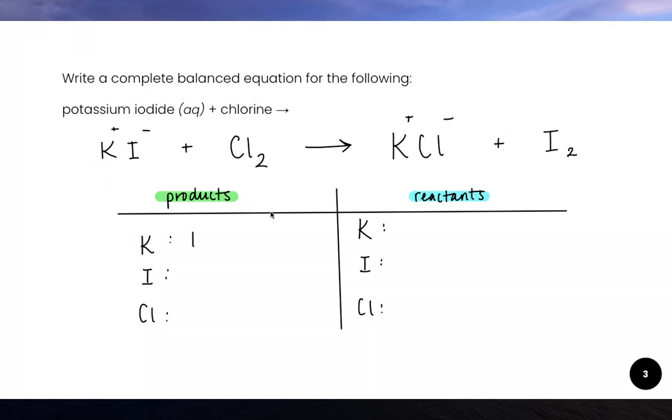We have 1 potassium on each side, 1 iodine on the left, 2 on the right, 2 chlorine on the left, and 1 on the right. So in order to balance this, I will need to put a coefficient in front of potassium chloride, and another coefficient in front of potassium iodide. Okay, there you go. Balanced.